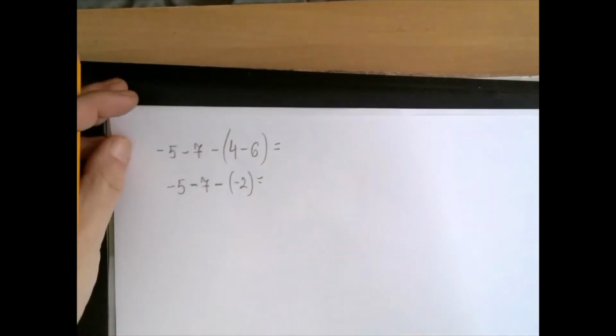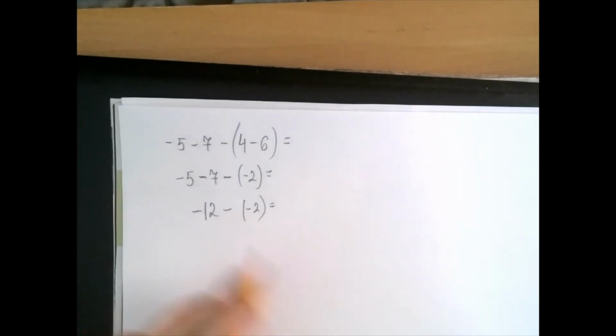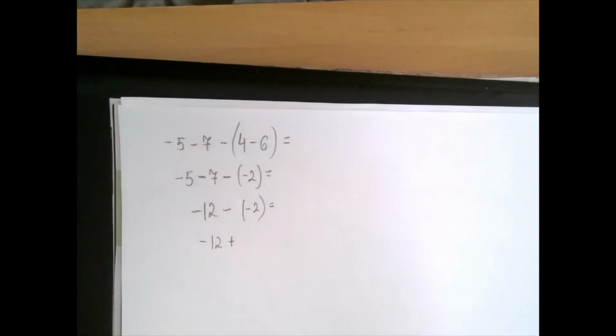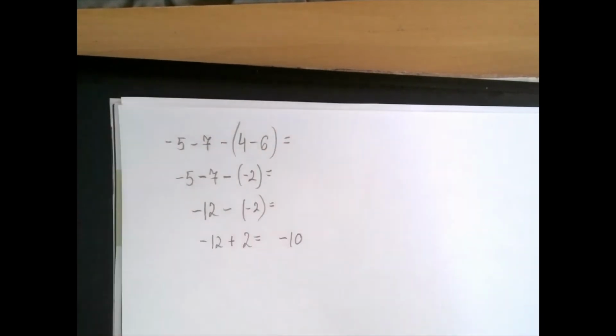Negative 5 minus 7 is negative 12. And to perform the last subtraction, to subtract is to add the opposite. So negative 12 minus negative 2 is the same as negative 12 plus 2. And that's negative 10.